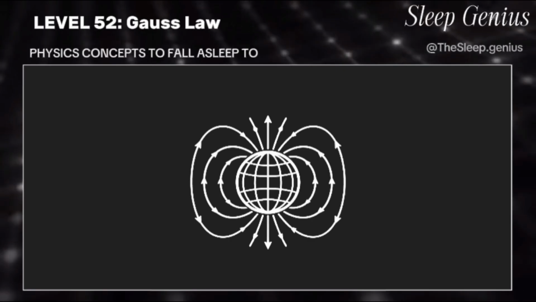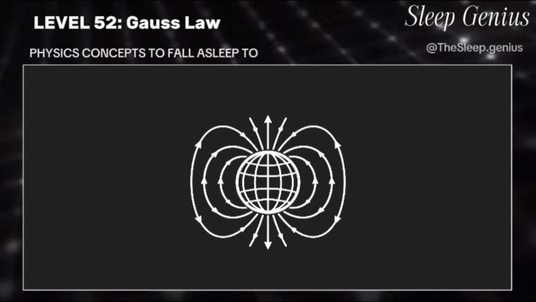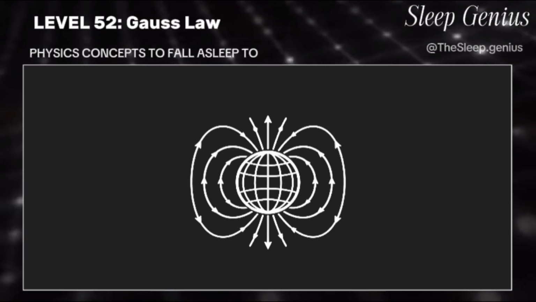Gauss' law. Gauss' law explains how electric charges create electric fields around them. It states that the total electric flux passing through a closed surface is equal to the net charge inside divided by the permittivity of free space.